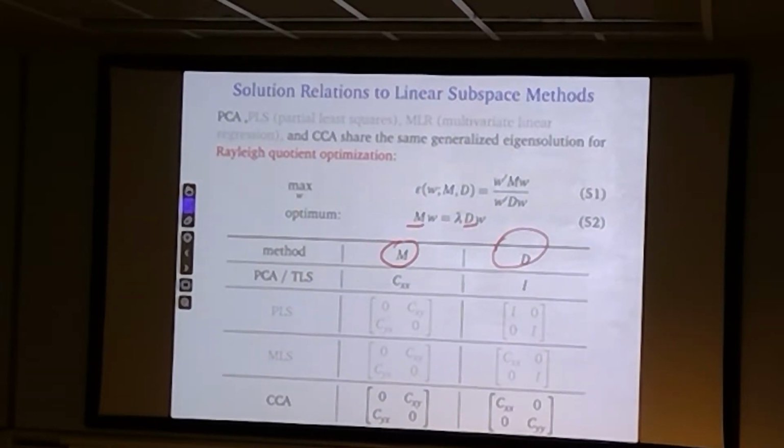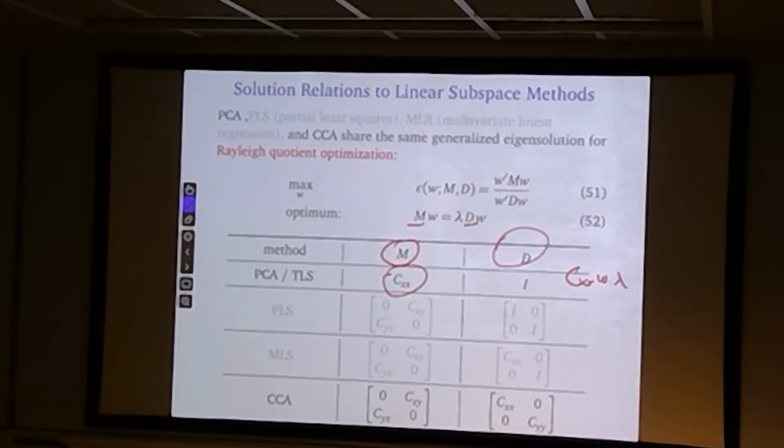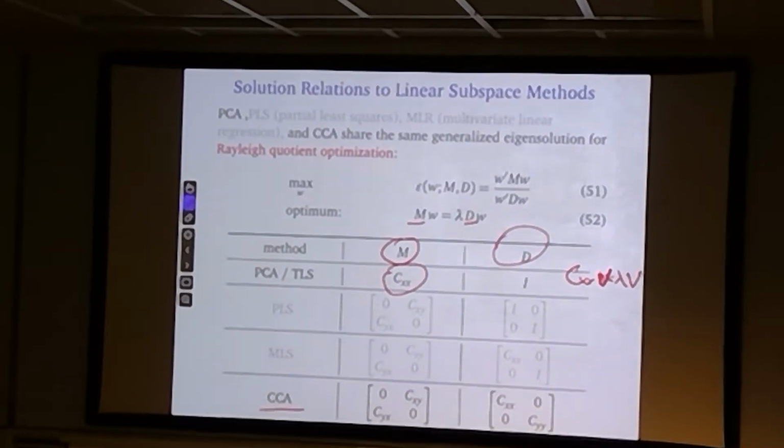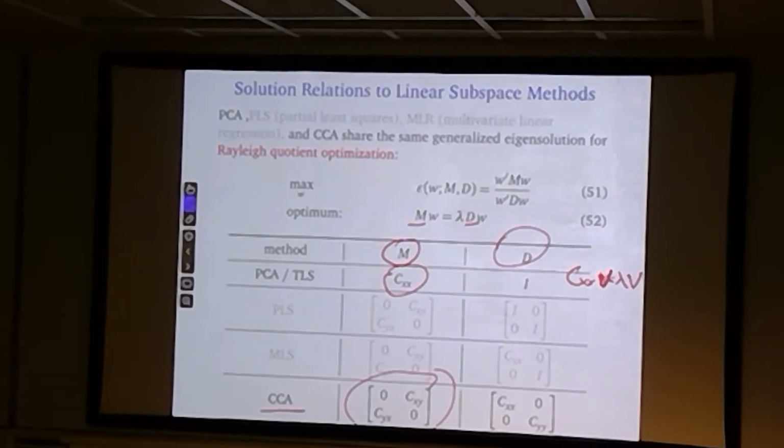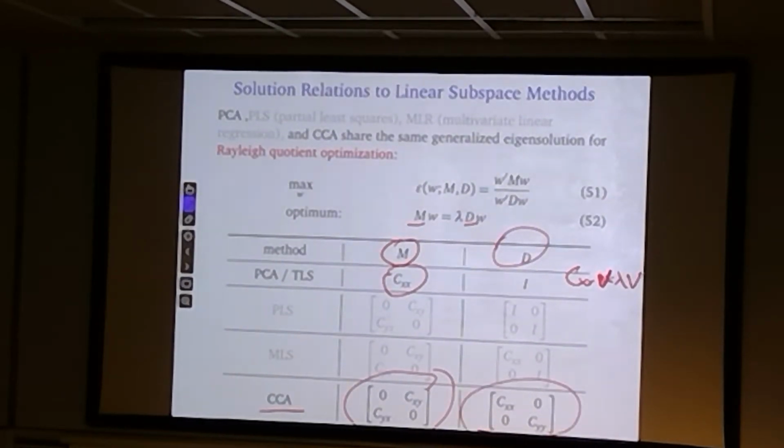For PCA and TLS, it's using Cxx, essentially Cxx times V equals lambda V, right? It's finding the eigenvector of the covariance matrix. For CCA, it always involves data sets X and Y. It's the cross correlation, with D being the covariance matrix.